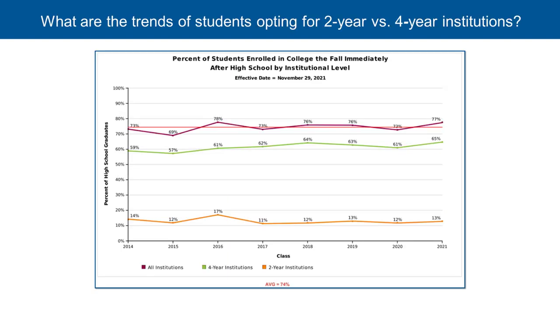Here is an example of a graph that you will see in these reports. What are the trends of students opting for 2 versus 4-year institutions? In this example, you'll see a number of lines. The red line at the top shows the percentage of students who enrolled in the fall immediately after high school. The green line shows the percentage that enrolled in 4-year universities. And then that orange line at the bottom shows the percentage of students in this high school who enrolled in 2-year institutions.